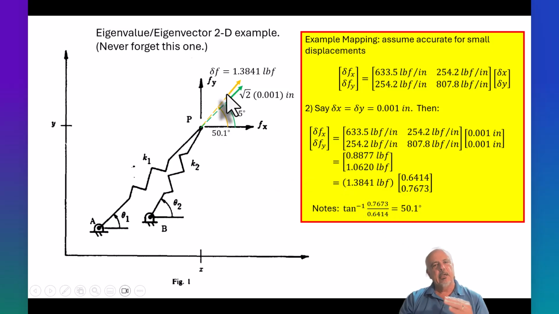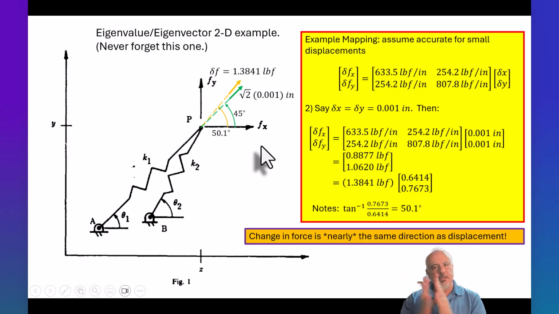So you see that they're very close, but they're not perfectly aligned. For the displacement, I went in a 45-degree direction, and the change in force was actually 5.1 degrees more than the displacement direction. So the change in force is nearly the same direction as displacement, but not perfectly aligned.